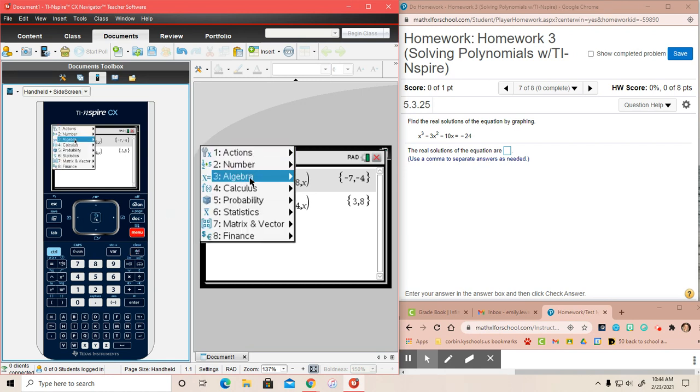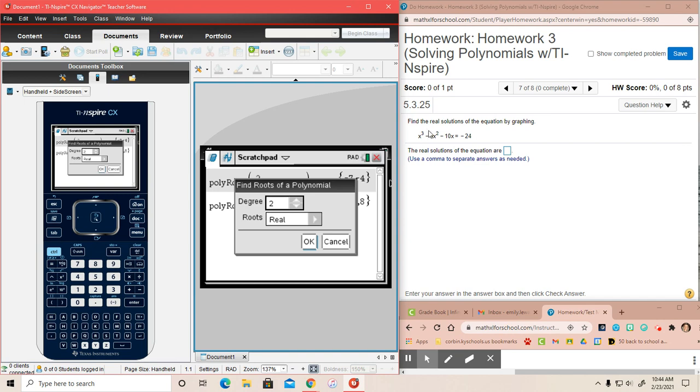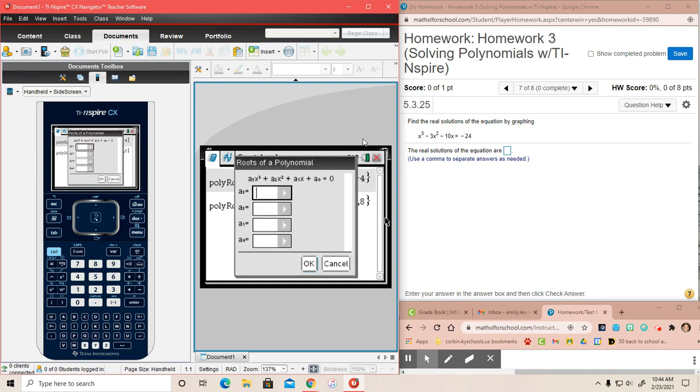So Menu, Algebra, Polynomial Tools, and if you look, this says find the real solutions of the equation. You can do real roots, complex roots, or just find roots. So our degree is 3, that's the highest exponent, okay? And we can look for the real solutions because it says real solutions. So we need the coefficients. So we have a 1, we have a negative 3, we have a negative 10.